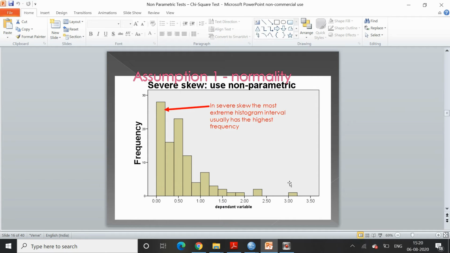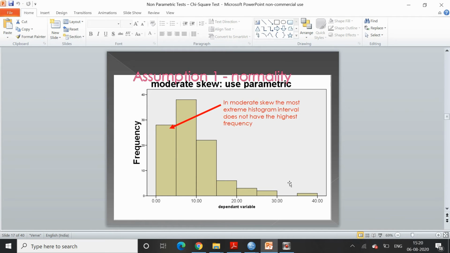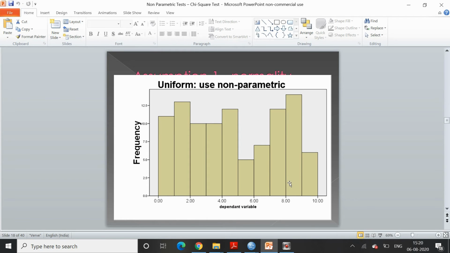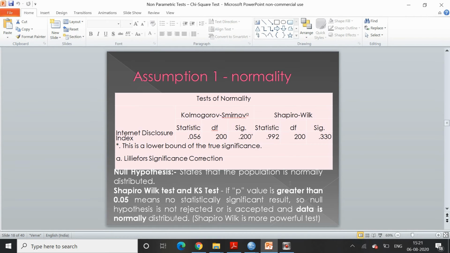So when the data is skewed, we have to use a non-parametric test. Skewness would look like this: the curve would be unevenly shaped from one side. If it is moderately skewed, this kind of histogram we'll get. If it is uniform, or there's no bell-shaped curve coming up, we use a non-parametric test.